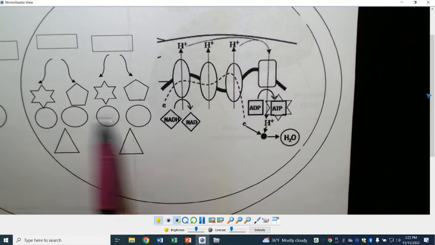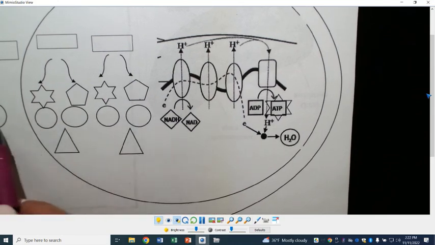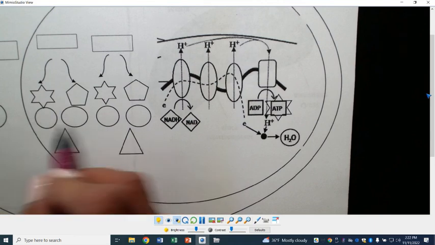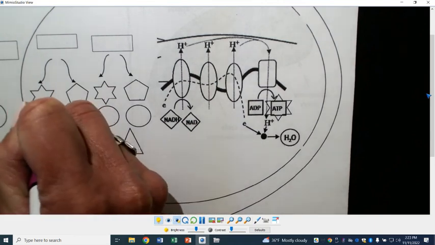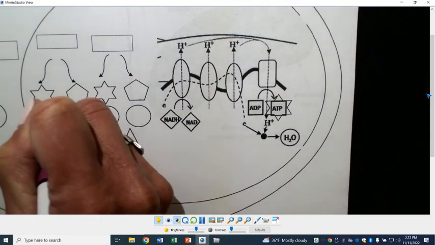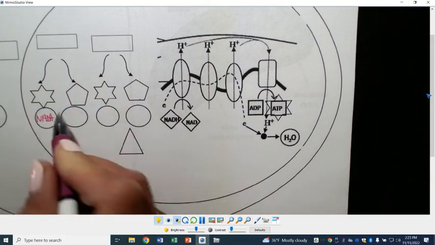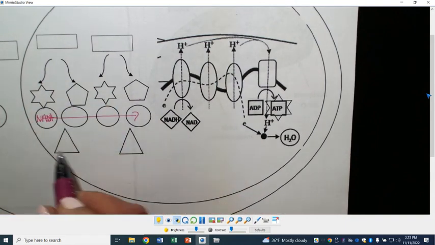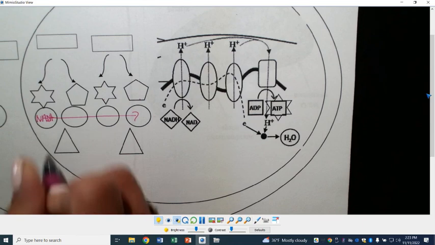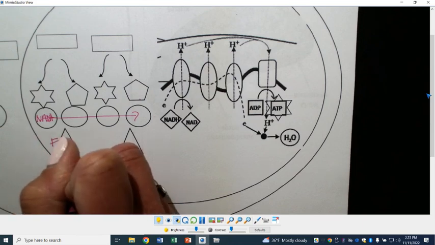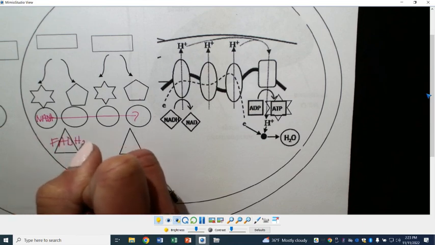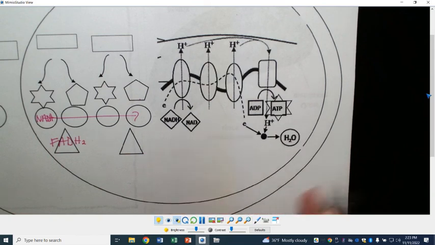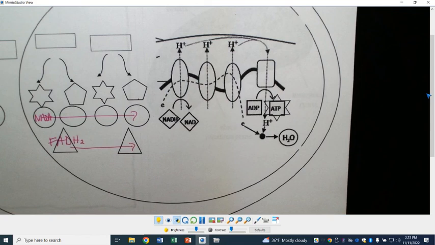And all of our little circles from here and here and here, well, let's go with the circles, are all called what? NADH. All of those are NADH. This triangle is FADH2. So if you didn't write that down, make sure it's correct. Both of those are FADH2.